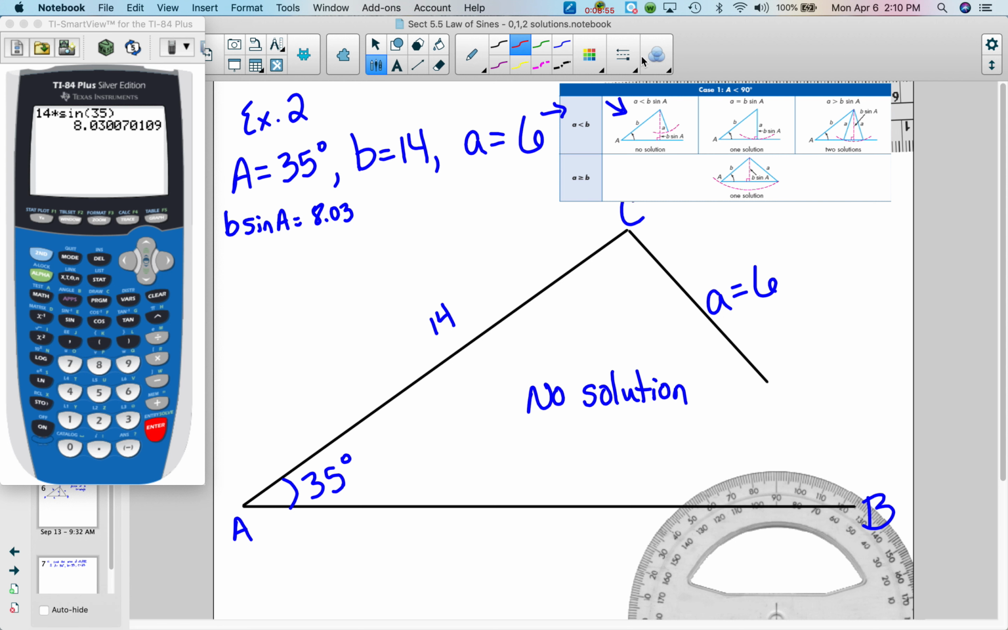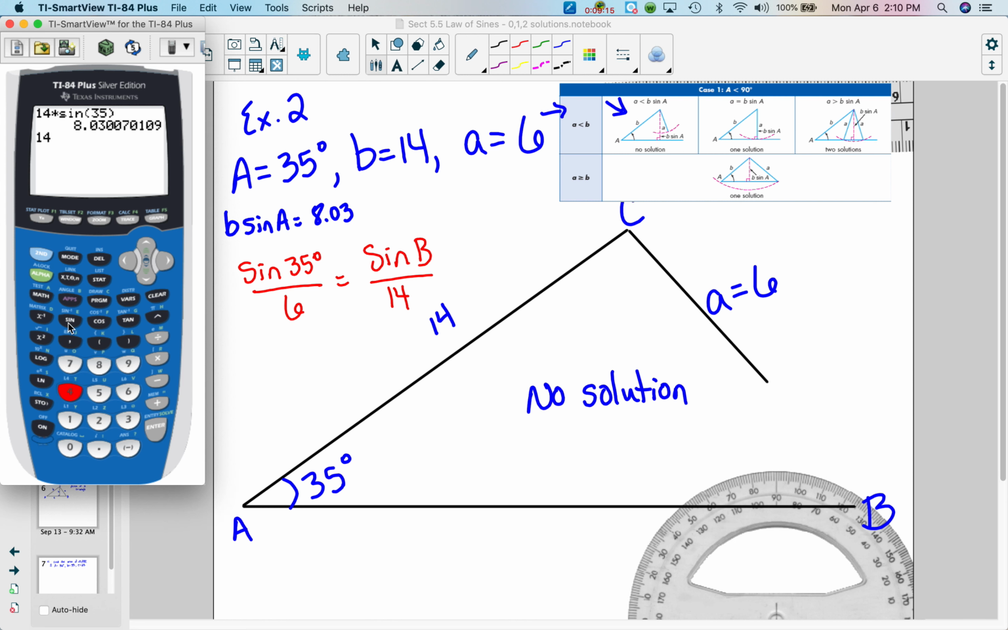So let's suppose you don't take the time to go through all that, and you just look at the problem and say, I'm not even going to worry about that. I'm just going to solve sine A over side A equals sine B over side B. So I get 14 sine 35 divided by 6, and I'm going to do inverse sine of my answer. Oops, it says I have an error. That's going to clue you in: this was one of those no solution problems.